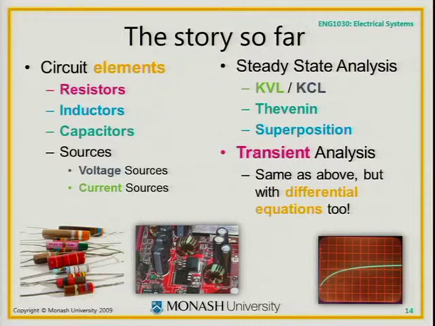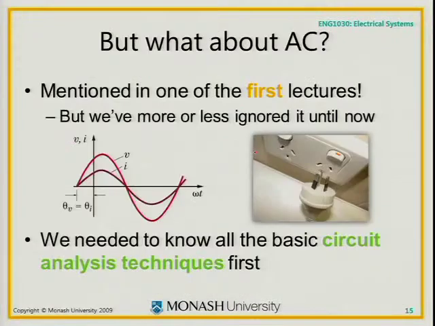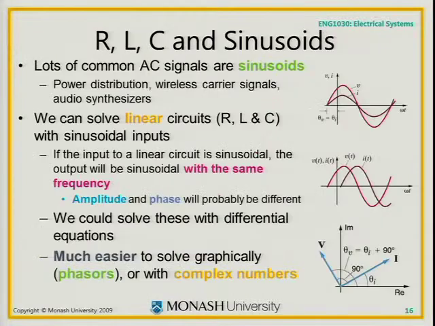Okay, that was the prelude. We've looked at resistors, inductors, capacitors, voltage sources, current sources, we know that. We've looked at KVL, KCL, Thevenin, superposition in DC steady state, and we've done some transient analysis with a single inductor or a single capacitor in the circuit. But what about AC? Well, we mentioned it in one of the first lectures. We haven't really talked about it since. We needed all the basic circuit analysis first.